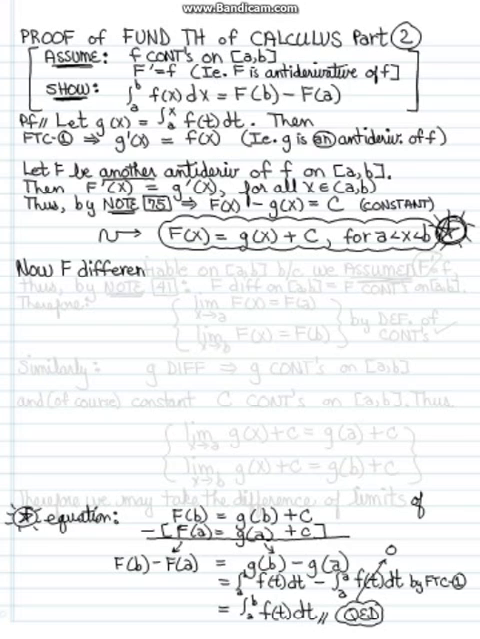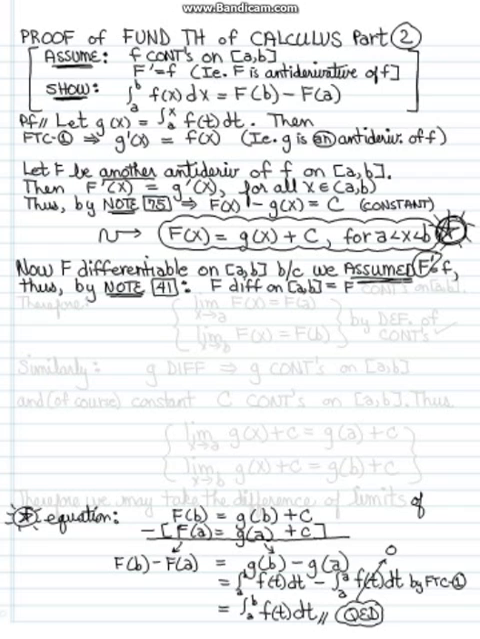Now, capital F is differentiable on a, b. How do I know that capital F is differentiable? Because we made an assumption at the beginning that capital F prime is equal to little f. That means capital F prime exists. Thus, by note 41, go back and look at note 41, we know that F differentiable implies, not equals, but implies that F is continuous on the same interval.